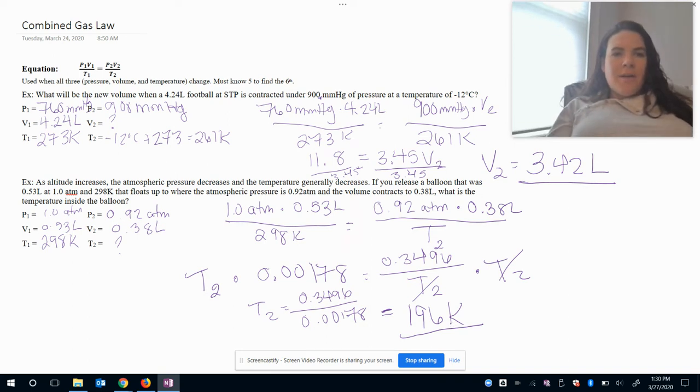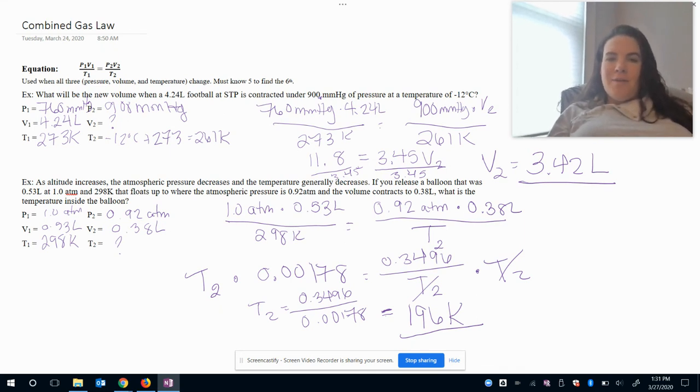All right, so all the combined gas law problems are going to have 5 numbers given in the problem. That's how you know to use that equation. You're given the 5 numbers, you're finding one variable. All right, that's it for combined gas law.